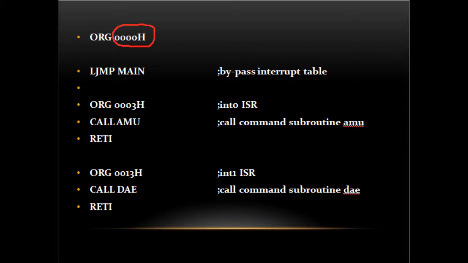We start at memory address 0, since this is where the processor looks for the first instruction when it is booted. Long jump to main. This operation is used to bypass interrupt vector table. With this instruction, the processor is directed to the main program for initialization and it will execute what's written in it.